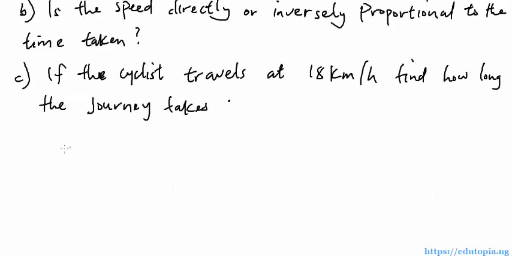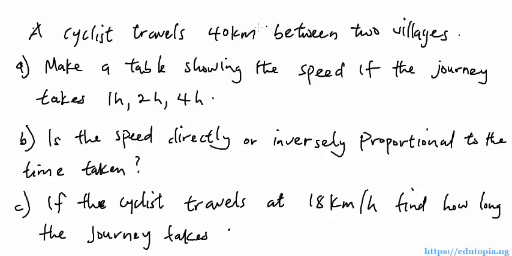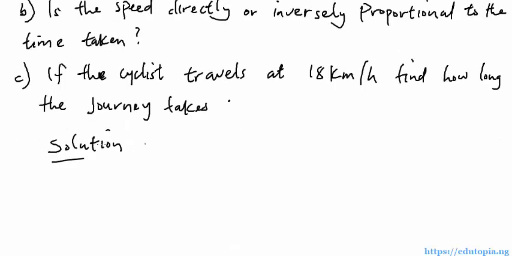Now let's solve this. Solution. Okay, now we're asked to make a table showing the speed if the journey takes 1 hour, 2 hours, and 4 hours respectively. While we're told that the cyclist travels 40 kilometers between two villages. And this is what we have, the time. So therefore, if we want to draw the table, we'll say A. Time in hours over speed.